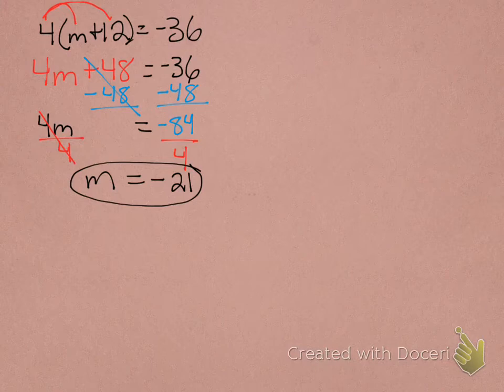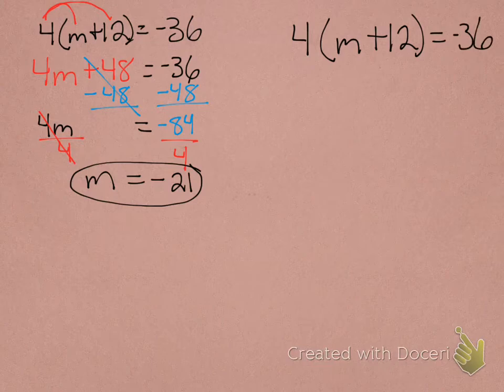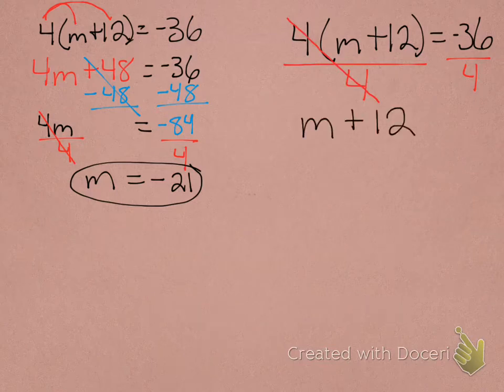Or the second method, if we go back to our original equation, 4 times the quantity of m plus 12 equals a negative 36. Because all of the quantity m plus 12 is ultimately being multiplied by 4, I could simply first divide both sides by 4. And then 4 divided by 4 is going to cancel out, eliminating that 4 altogether. So then I just have m plus 12 left over equals now negative 36 divided by 4, which is a negative 9.